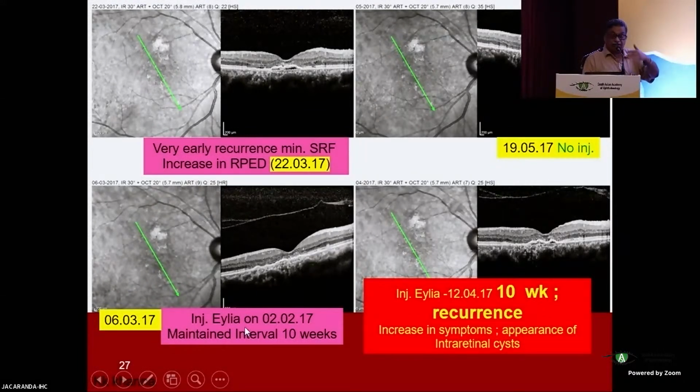Now, as time goes on, in 2017, we've come to a 10-week interval. Very early recurrence. Again, you can see a full-fledged recurrence at 10 weeks again.